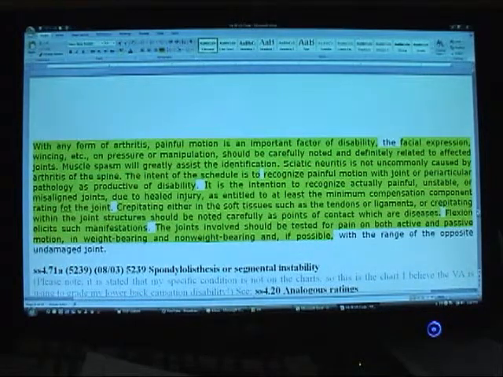Crepitation, either in the soft tissues such as the tendons or ligaments, or crepitating within the joint structures, should be noted carefully as points of contact which are diseased. Flexion elicits such manifestations. The joints involved should be tested for pain on both active and passive motion, in weight bearing and non-weight bearing, and if possible with the range of the opposite undamaged joint.